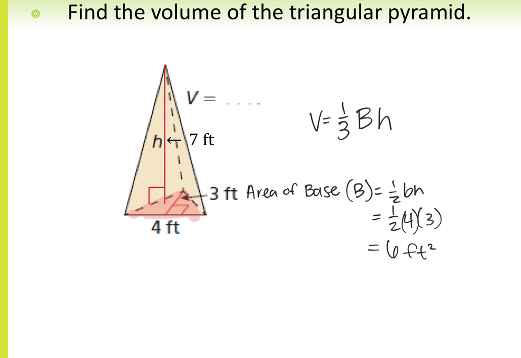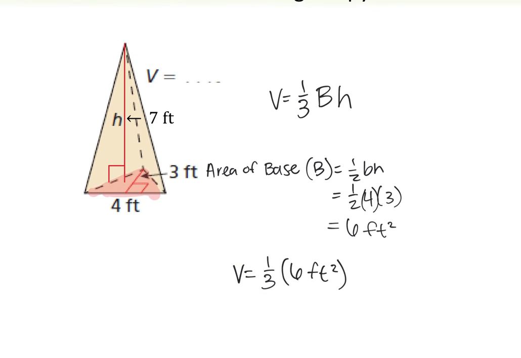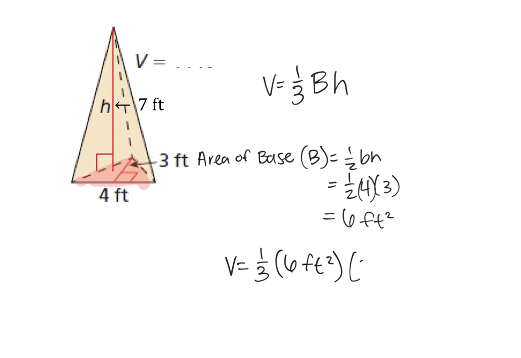So we're going to take that value and plug it into the formula for volume. So our volume is equal to 1/3. Your base, which you just got, was 6 feet squared. What's the missing piece that we don't have? The height. But are we given the height? We sure are. What is it? It's 7. So you just multiply by 7 feet. And we're going to get volume equals, we should get 14 feet cubed.